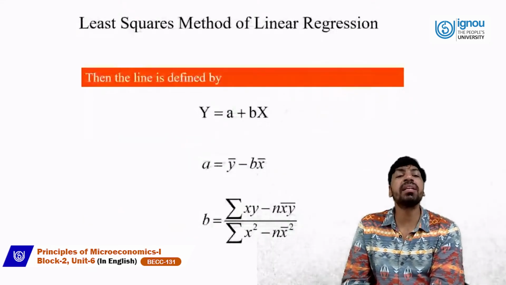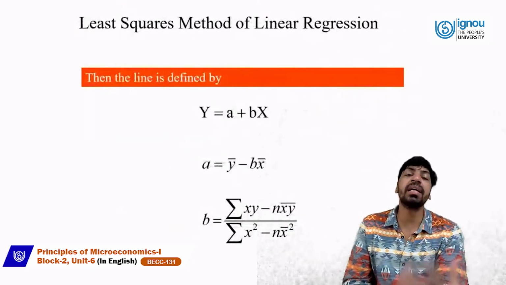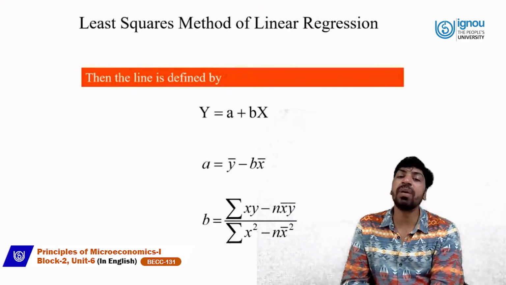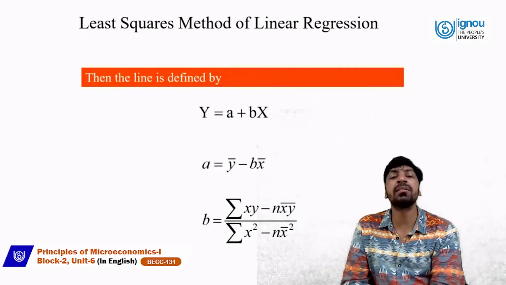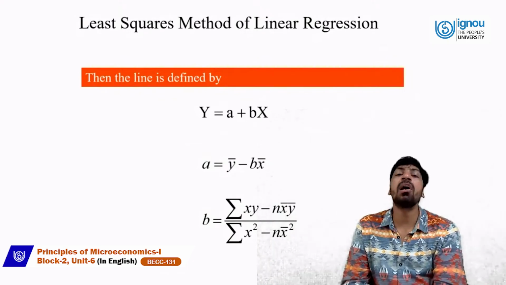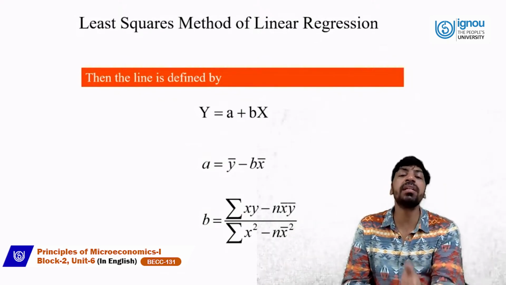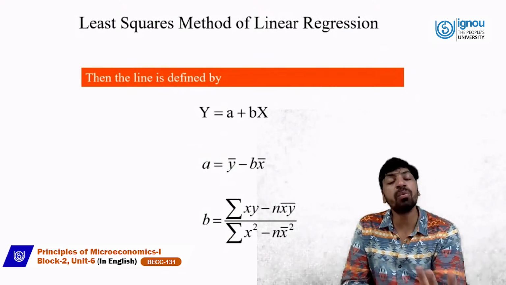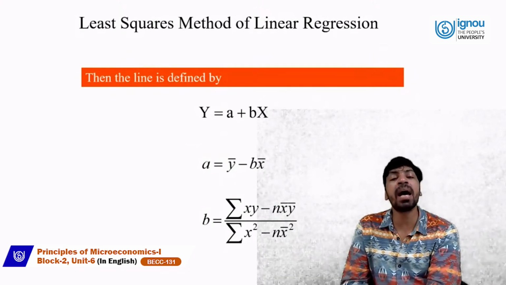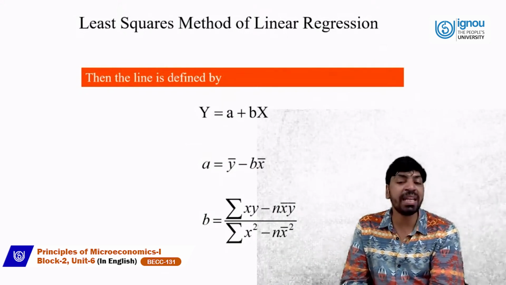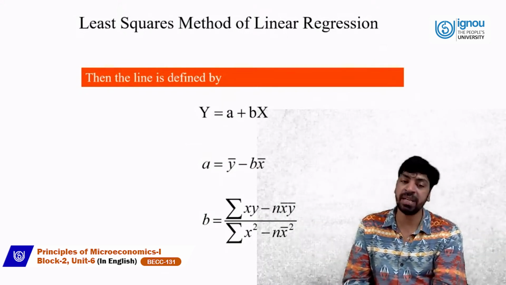Least square method of linear regression. The main regression line is y is equal to a plus bx, and there are two variables, or you can say the constant and slope, that is a and b. And how to calculate the value of a and b? a is y bar minus b x bar. y bar is the mean of the y variable, and x bar is the mean of the x variable.